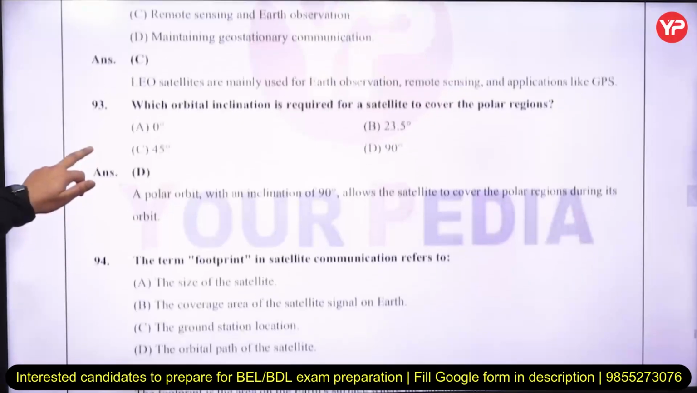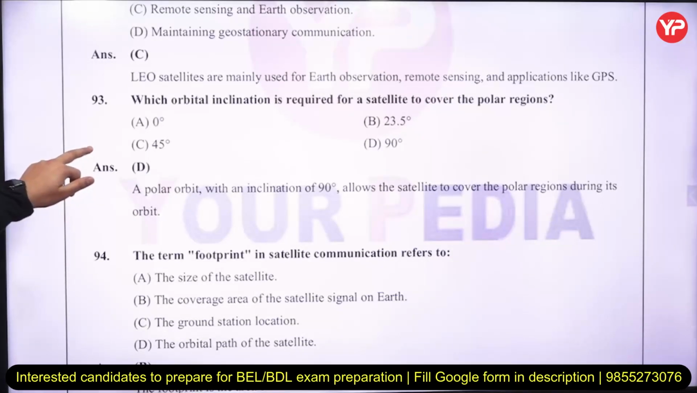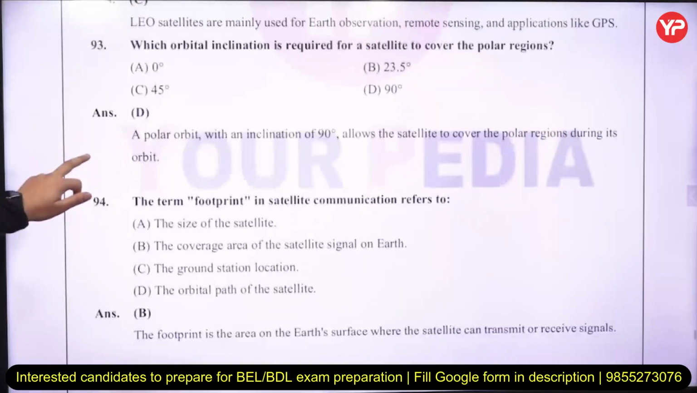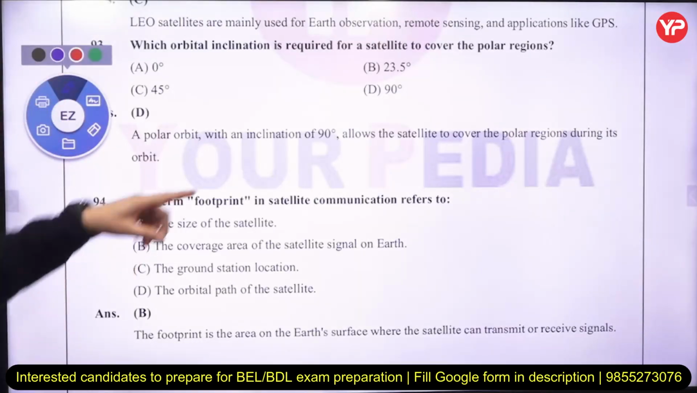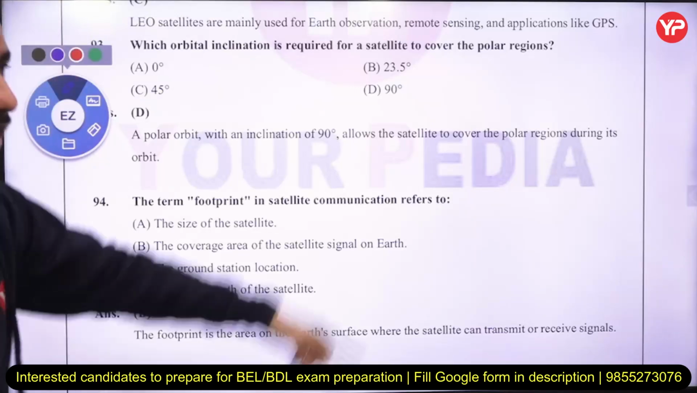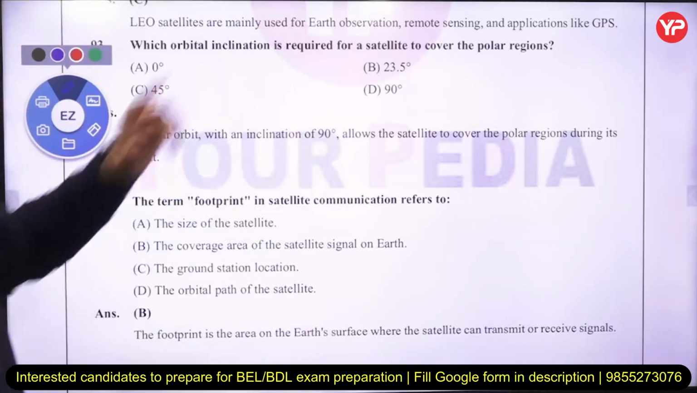The orbit inclination required for a satellite to cover the polar region will be 90 degrees to cover the polar region. So it will go over the poles and back like this. So it will rotate at 90 degrees, right?